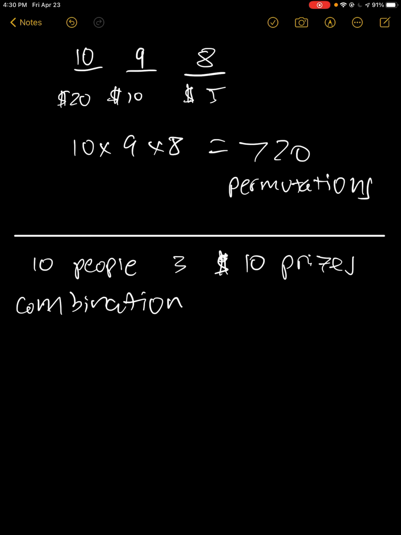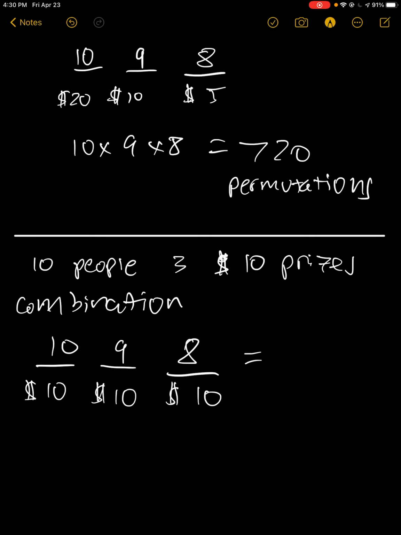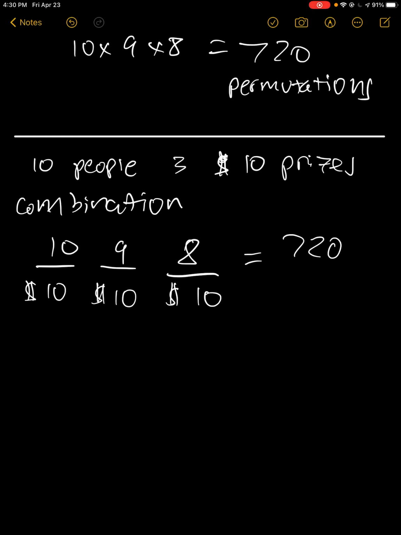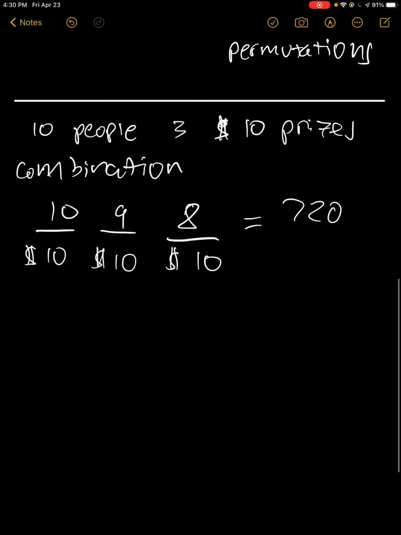Now it's very similar, where we have a $10 prize here, a $10 prize here, and a $10 prize here. If we have 10 for the first one, 9 for the second one, and 8 for the third one, this is also going to give us 720, but we need to take out where repetition occurred. So we know that we're taking 10 people and choosing 3.